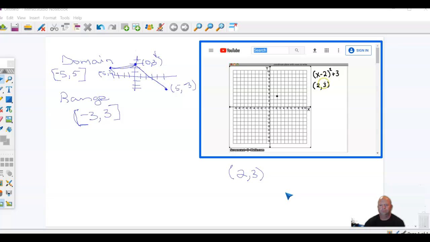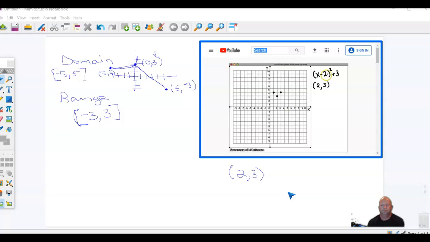And then we can kind of plug in some values here just to get a couple more points on our graph. If I plug in 3, 3 minus 2 is 1, 1 squared is 1, plus 3 is 4. If I plug in 1, I should have a symmetry point right here, but let's just double check. Plug in 1, I get 1 minus 2 is negative 1. Negative 1 squared is 1, and 1 plus 3 is 4, so that worked.